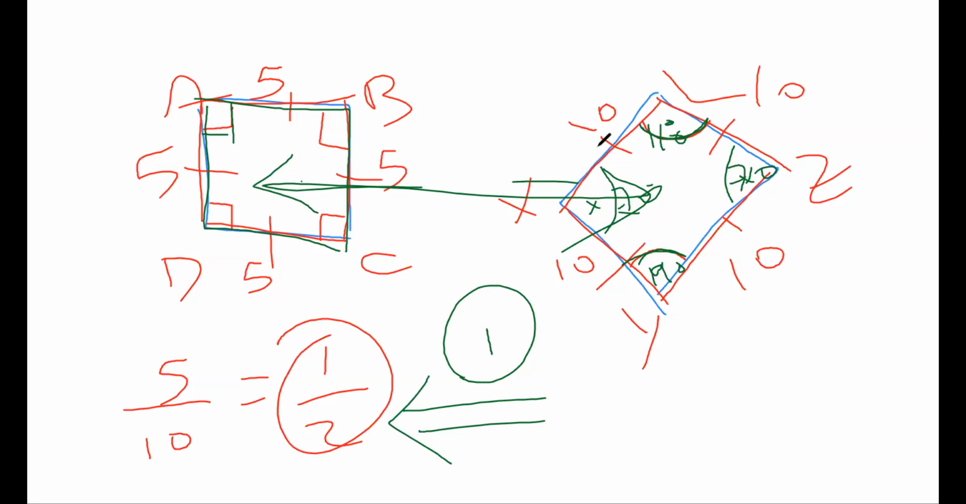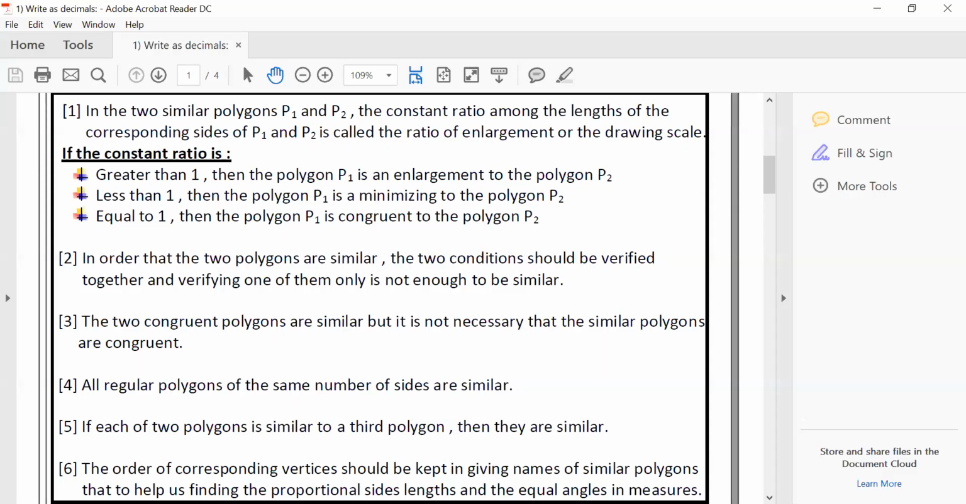So that's why it is very important: in order for two polygons to be similar, I must verify the two conditions, and one of them is not enough. If I have two congruent polygons, they are similar. Okay, they are congruent, so of course they are similar, but it is not necessary that similar polygons are congruent, because maybe similar polygons, okay, if I'm running out of time after 10 minutes, please go to the meeting again.